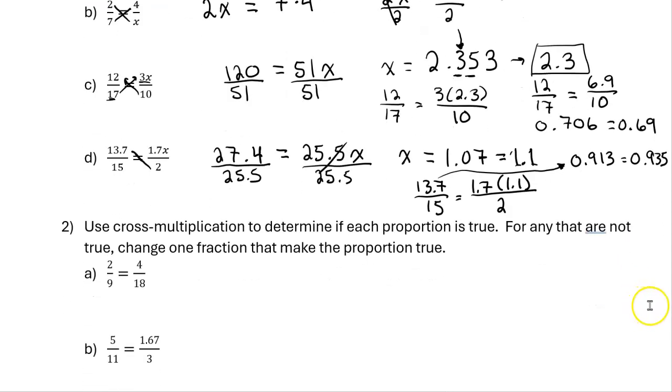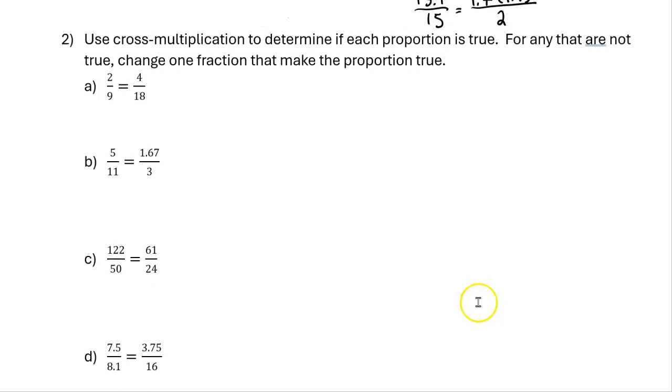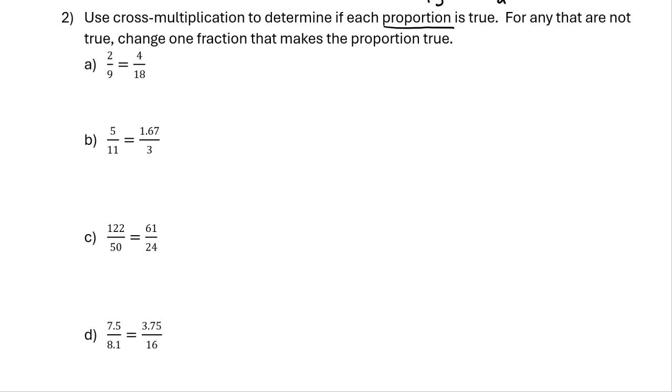So now this cross multiplication that we've been using, previously we did it so that we could solve for unknown variables. Now we're going to do it to check and see whether our proportions are true. So when you see the term proportion, it means that you're going to be setting something up that looks like what we have here. All right, so we're actually being asked to do 2 things here. One is to determine if the proportion is true, and the other is if it's not, to change one fraction that makes the proportion true.